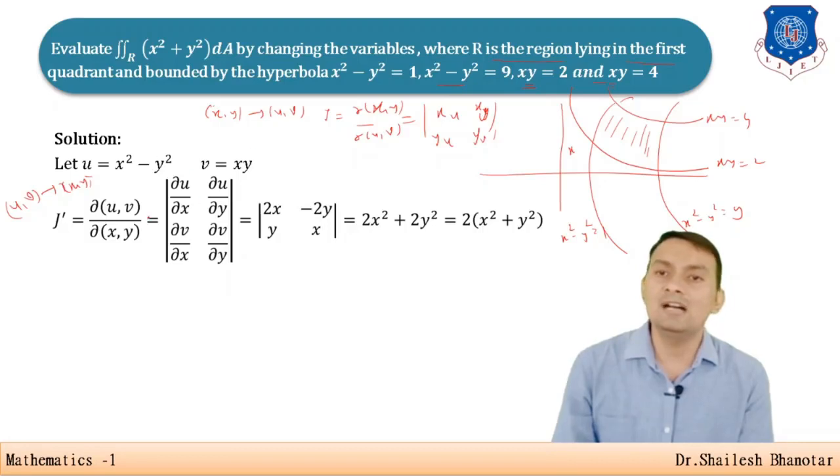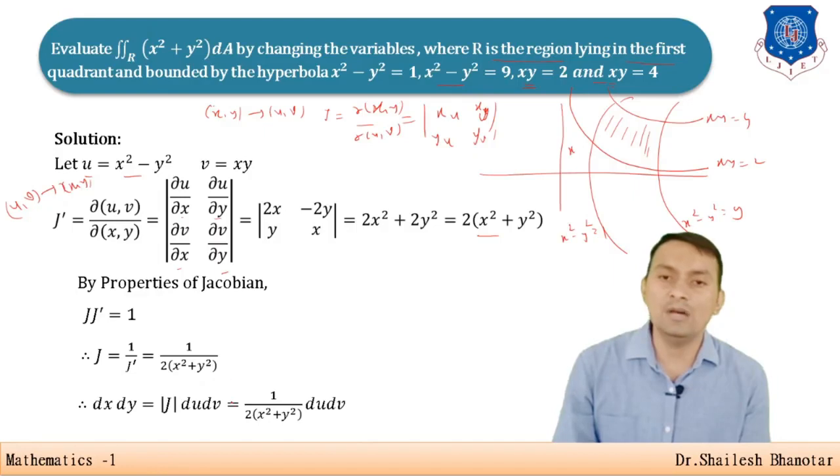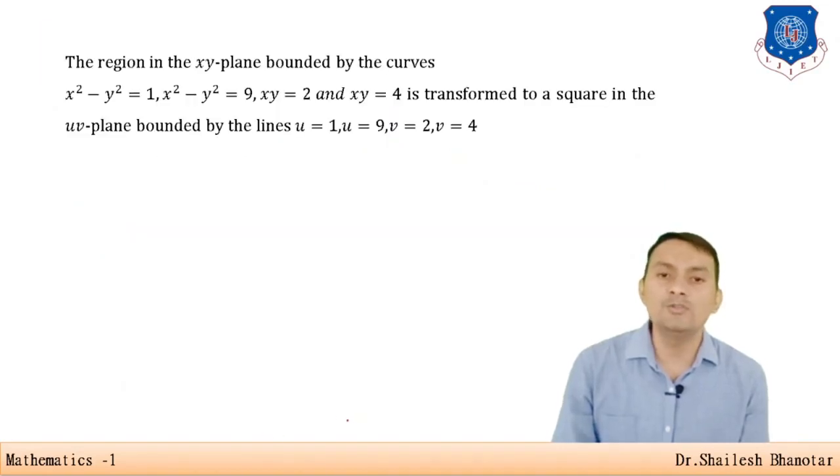Based on that, now you can determine the partial derivatives of u and v with respect to x and y. So you will get this one. Whenever you simplify, you will get this. By the property J into J dash is equal to 1, you will get J is equal to this, and dx dy can be written as mod J du dv, which is nothing but 1 divided by 2 times (x square plus y square) into du dv.